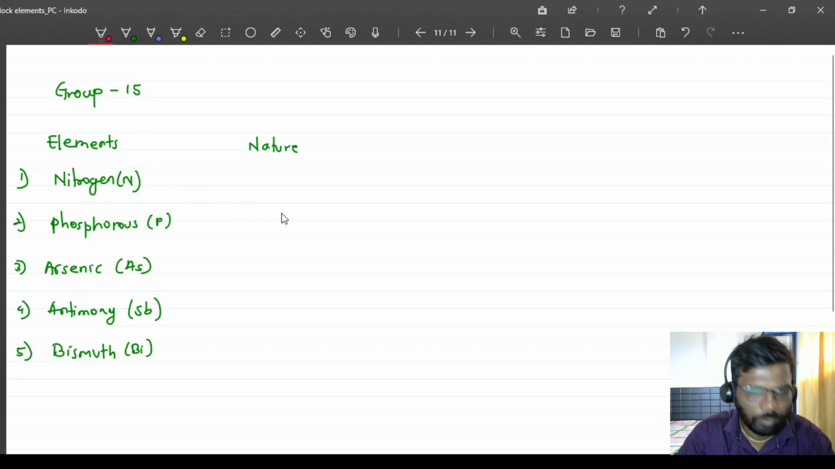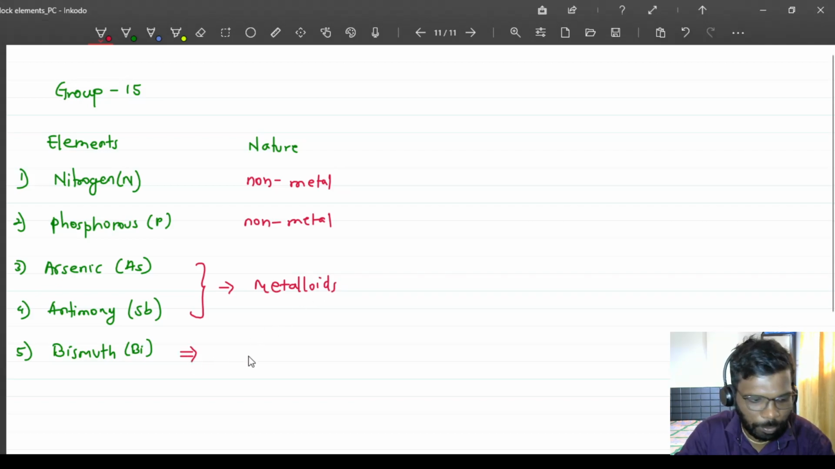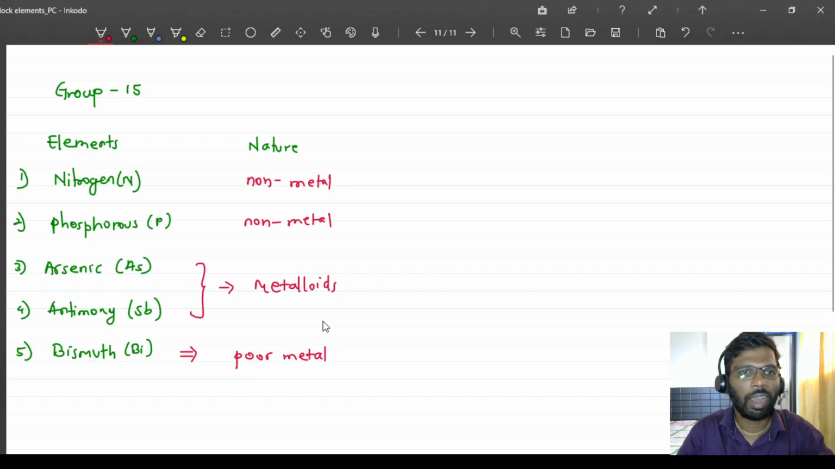then nitrogen is a non-metal. Phosphorus is also a non-metal by nature. Then arsenic and antimony, these two are metalloids. And this last one is bismuth, which is a poor metal.